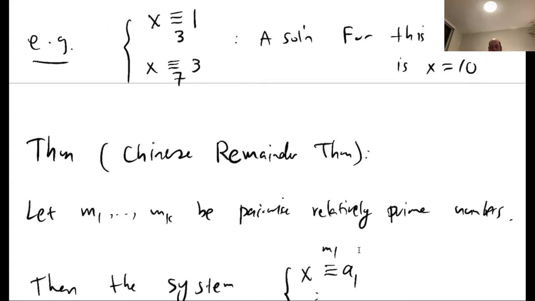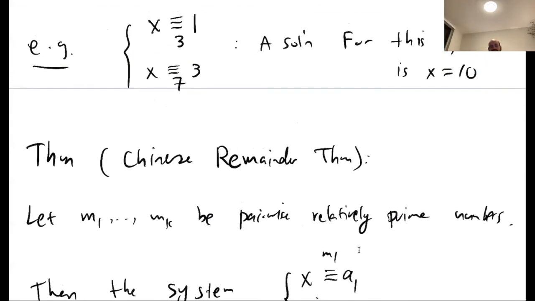Okay, so once you find one solution, that means you have found all the solutions, because the solution is unique mod M. M is M1 to MK, right? So if you need other solutions, every other solution is the original solution plus a multiple of M. When we say a solution is unique mod M, it means any other solution is the same as the original solution, but plus possibly a multiple of M.